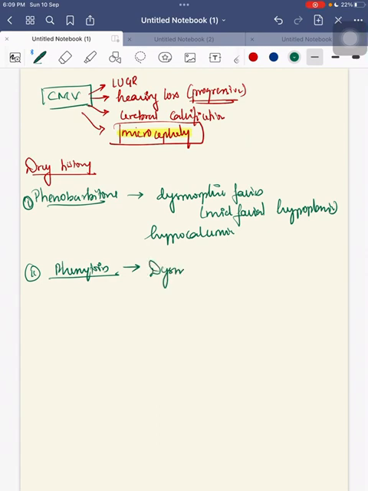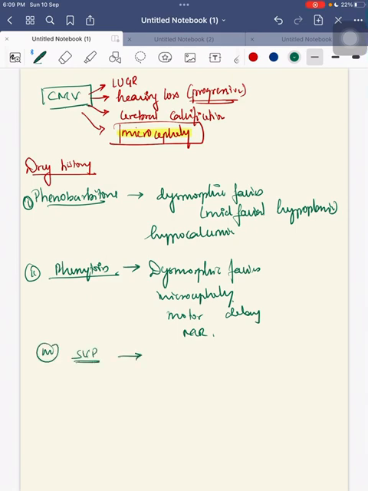So the child can have features of dysmorphic faces, microcephaly, motor delay and mental retardation. Third, if the mother is on sodium valproate, the child can present with neural tube defect, motor incoordination and hearing disability.